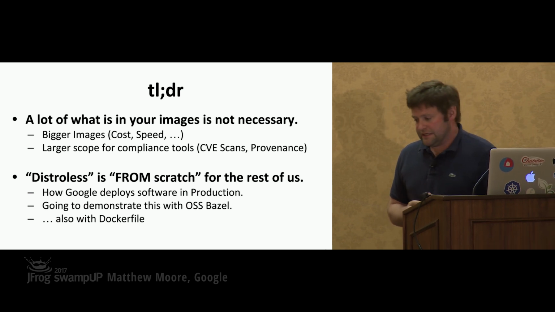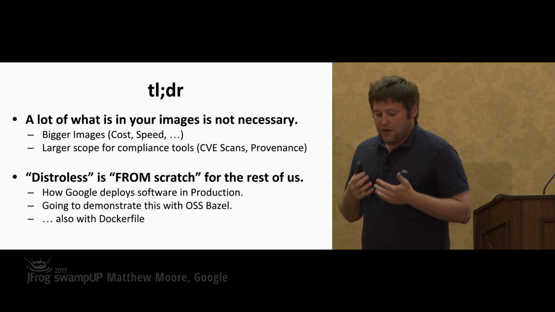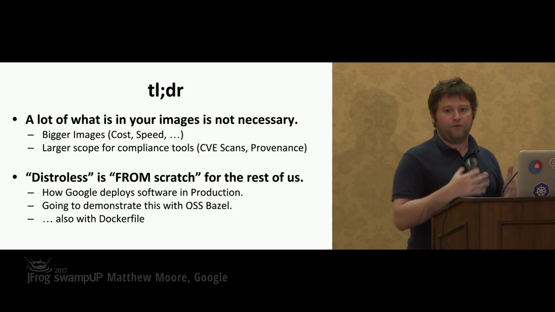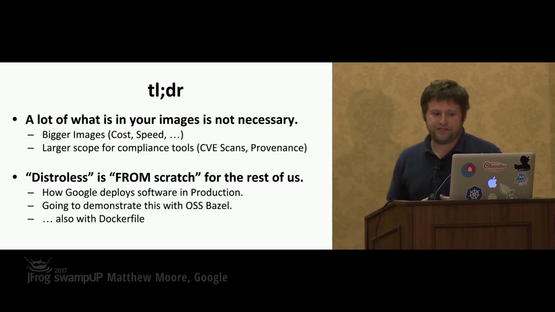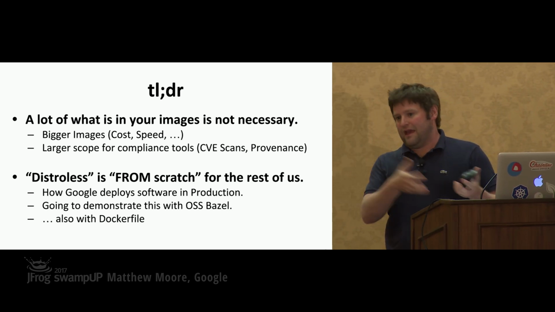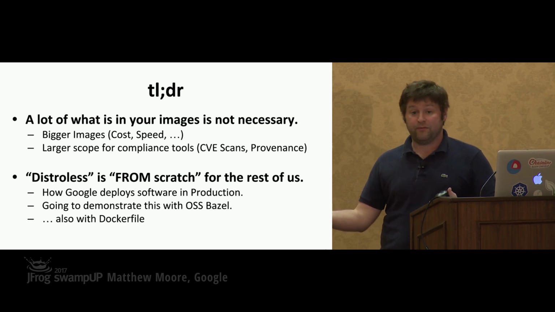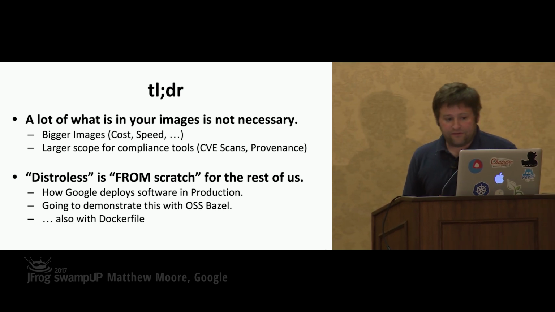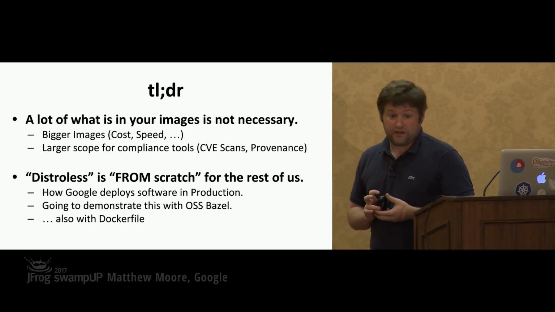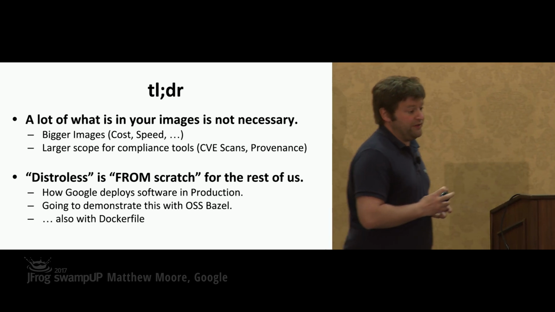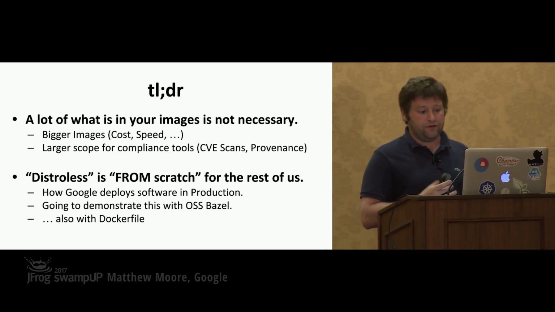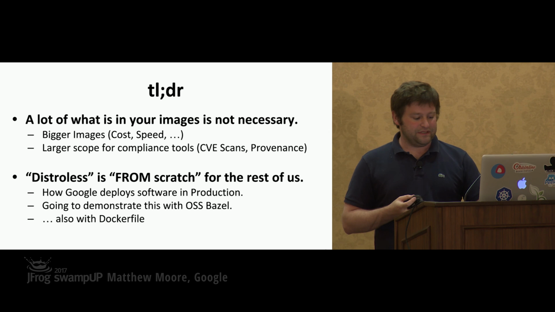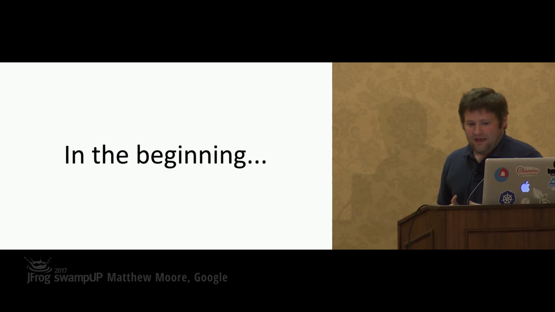So Distroless, I see it as about trying to achieve something as close as possible to from-scratch containers for the things that you can't just throw in a Scratch container. Scratch container being empty container, I statically link my Go or C++ binary, I stick it in there. That's as minimal as it gets, right? This is essentially how Google deploys software in production. And we're going to demo this today with Basil, Google's open source build system. But I also wanted to demo this with Dockerfile to show it's not just a Basil thing.